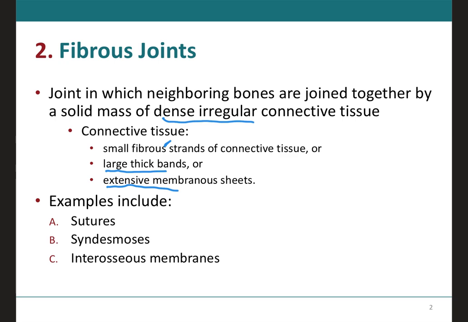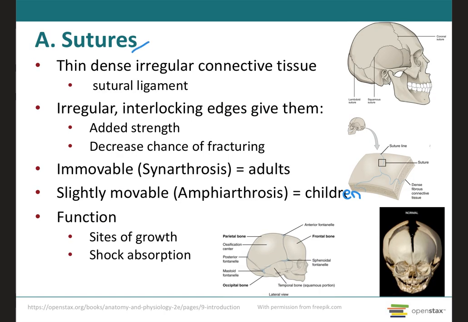There are three types of fibrous joints, as we can see over here. We're going to have the sutures, the syndesmoses, and the interosseous membranes. Starting with suture, which is this fibrous joint that's going to be composed of a very thin layer of dense irregular connective tissue that's actually called a sutural ligament. Remember that it's called a ligament because it will connect two bones.